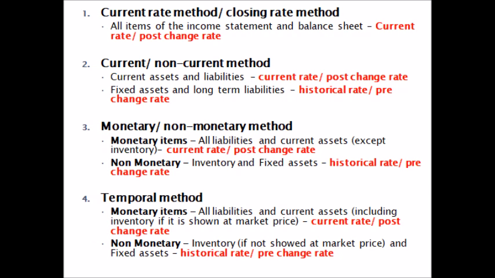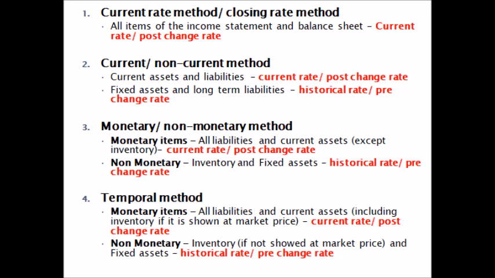Third type of method is monetary non-monetary method. This method divides the balance sheet items into monetary items and non-monetary items. Monetary items record all liabilities and current assets except inventory at current rate. Non-monetary items, that is inventory and fixed assets, are recorded at historical rate.